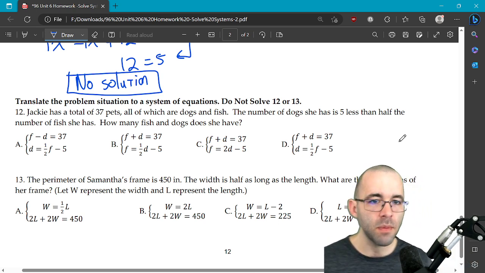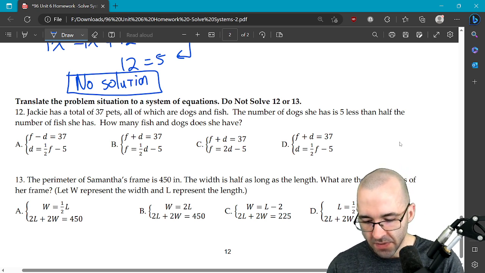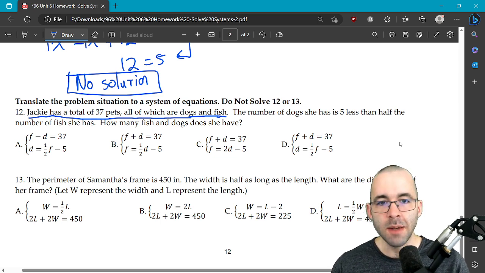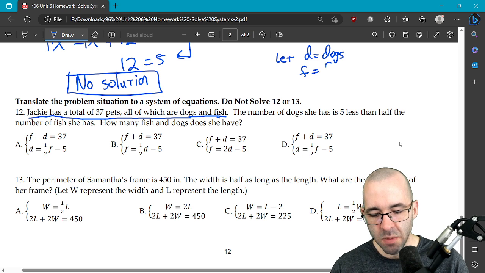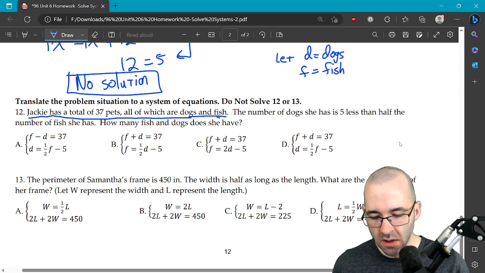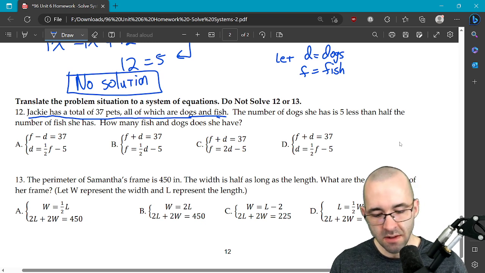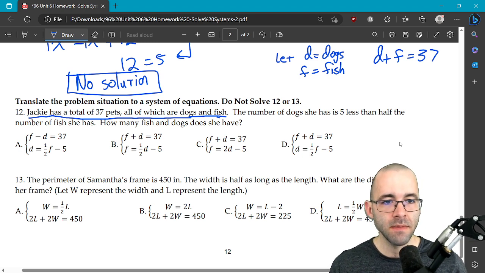So each of these pieces of information is going to be an equation. Let's look at this first one. There's a total of 37 pets, all of which are dogs and fish. Let's let D be the number of dogs, and F be the number of fish. So if you add up all the dogs and the fish, you should get 37 pets. Dogs plus fish is 37. That's what that first equation means.